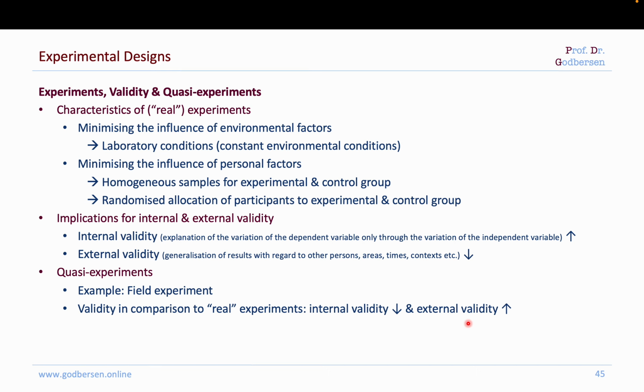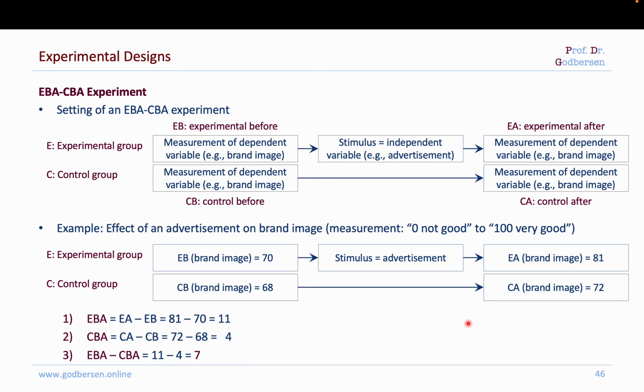Now finally, I want to show you the hardcore experimental setting, if you will, the ideal experimental setting, and that is called the EBA-CBA experiment. EBA stands for experimental before and after. CBA stands for control before and after. Again, we have an experimental group, EBA, we have a control group, CBA.